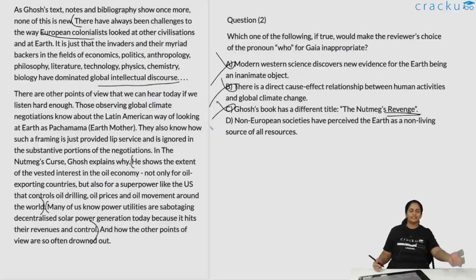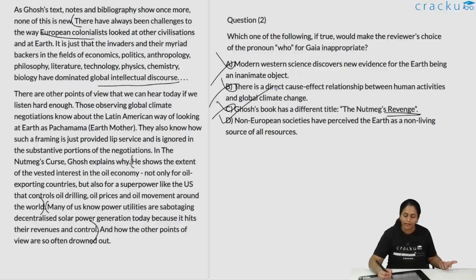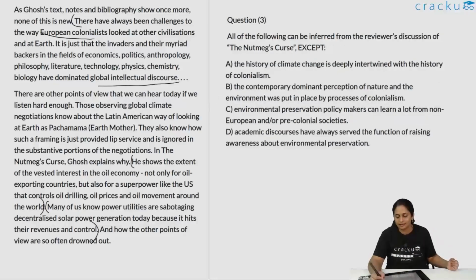Why are you saying that it is giving a curse? The point only makes sense if other people other than the Europeans actually looked at Earth as a person who had to be taken care of, who you had to have a good relationship with. So if D is true, the author's point is moot. So D is the right answer.